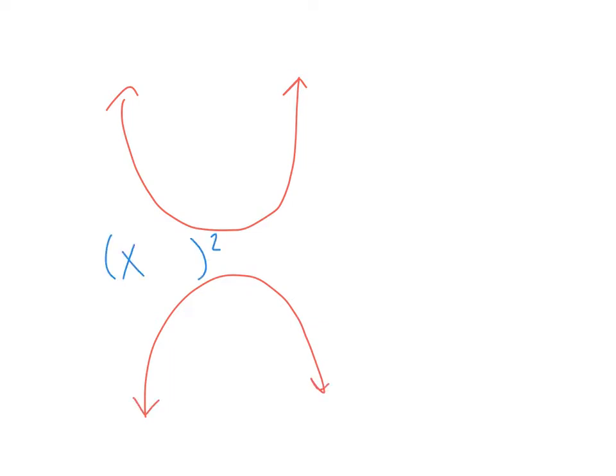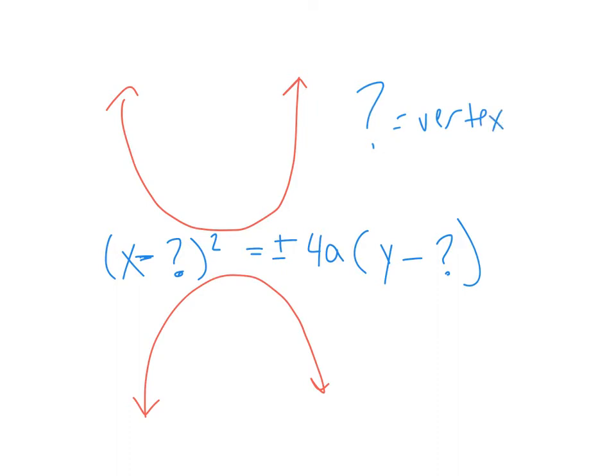Basically, an upward parabola or a downward parabola is the formula with x being squared. That's always going to be x minus something squared, and then plus or minus 4a times y minus something. Okay, this something is the vertex. The question mark is your vertex. Okay, when it's up, it's positive, and when it's down, it's negative.